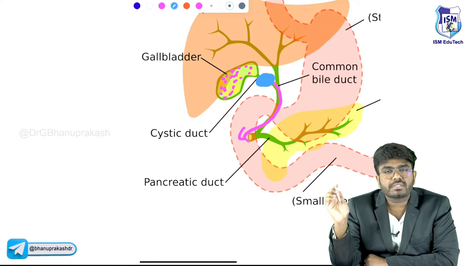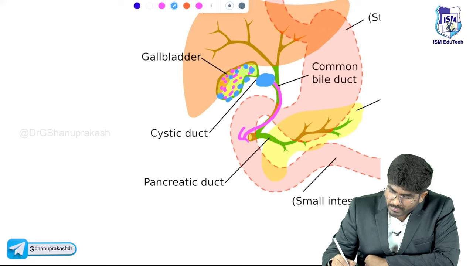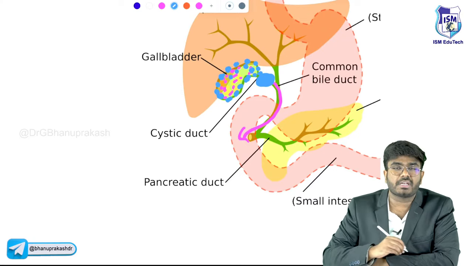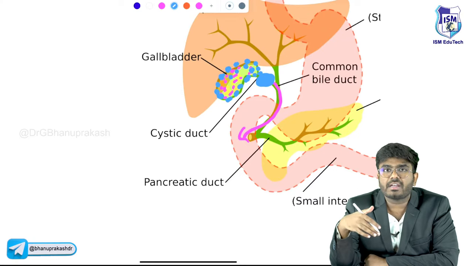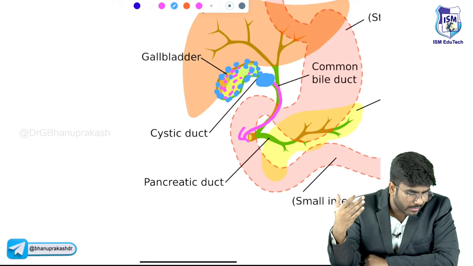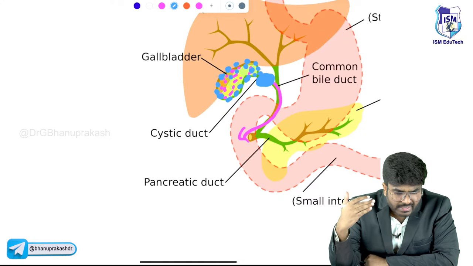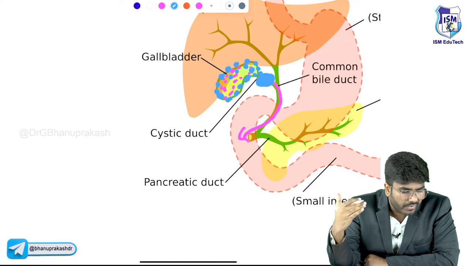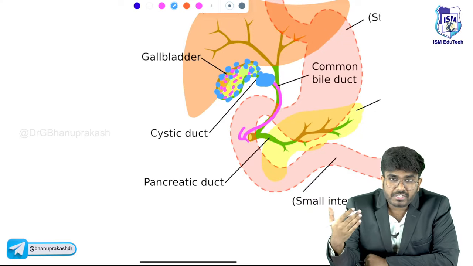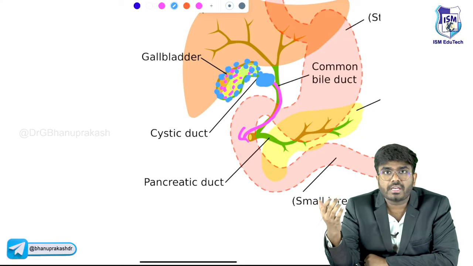When it's totally blocked, what happens? Now infection will start to happen in the gallbladder. So now infection and inflammation. Inflammation is there and infection is going to be there in the gallbladder. It exactly sounds like the patient has cholelithiasis, upon which the patient has developed infection and inflammation in the gallbladder.